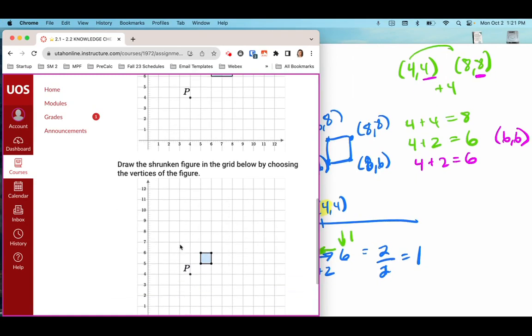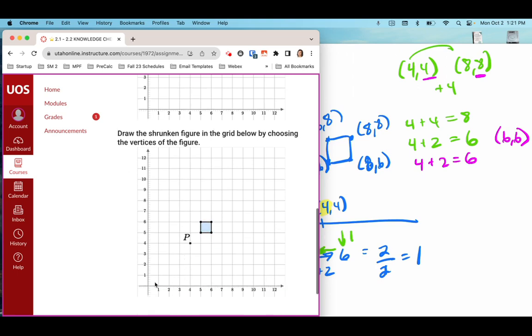So hopefully that helps you a little bit with how you use dilations and ways to look at it. I think the biggest mistake is students are going from 0, 0 instead of actually where the point is. So it's the distance from P to each of the vertices on the shape, and then shrinking it by half or multiplying by whatever.